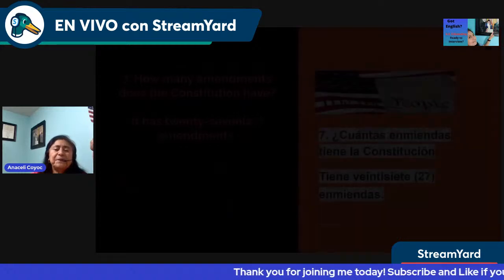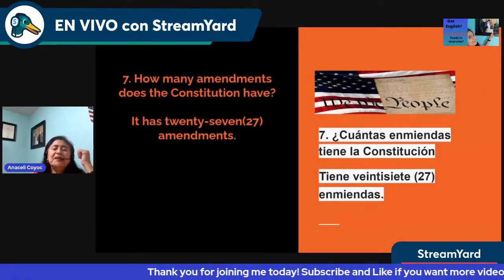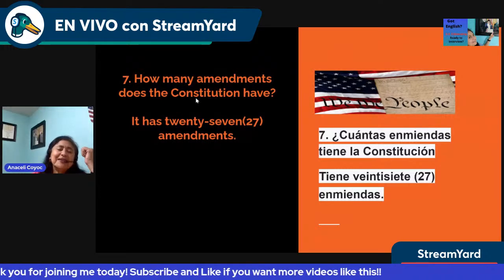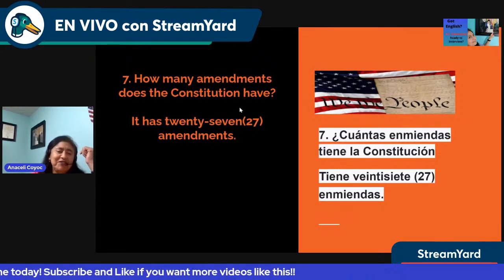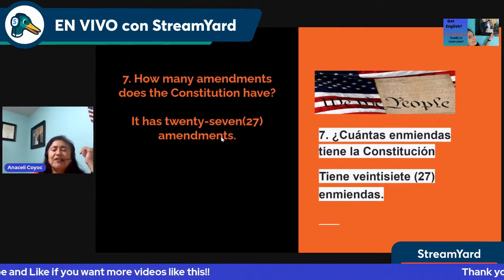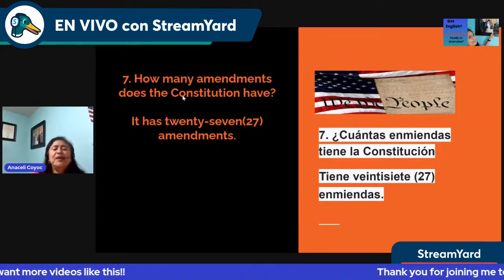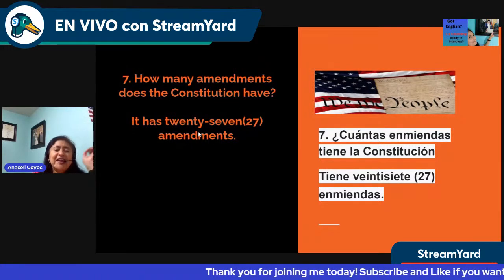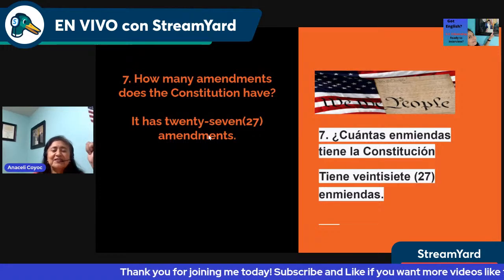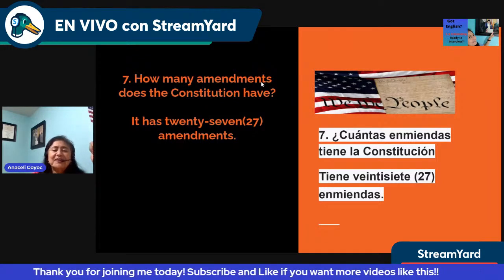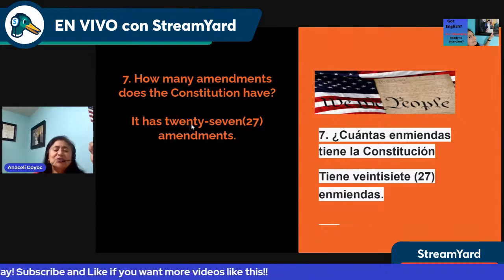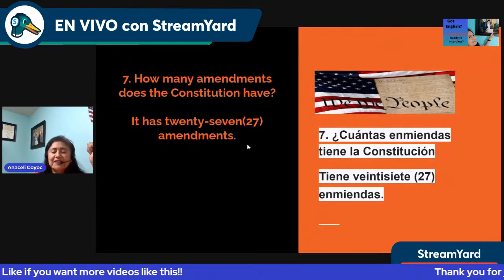Moving along. How many amendments does the Constitution have? It has 27 amendments.